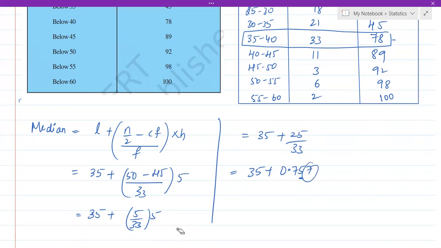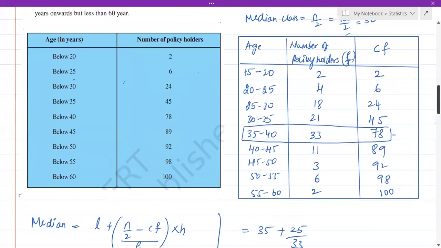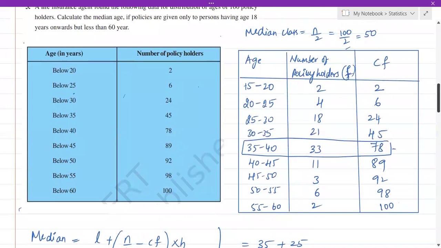The third digit is greater than 5, so I have to increase this. So 0.76. So if I add it, it will become 35.76. Okay, the data which is almost in the middle is 35.76. So remember, this type of table which is given in the question is known as less than type. Okay, you have to convert it into the original form.